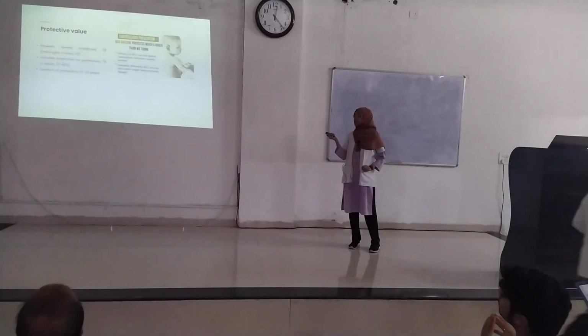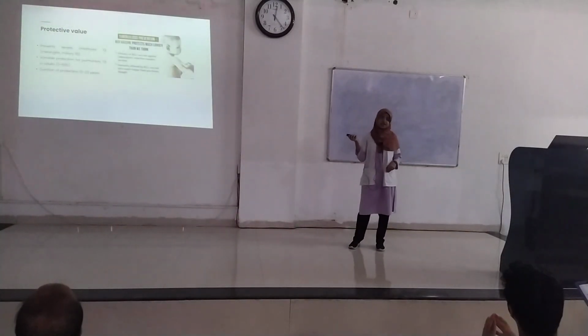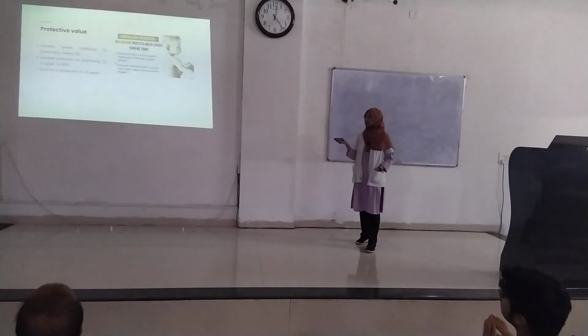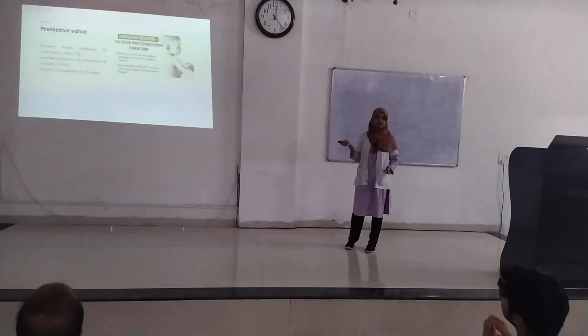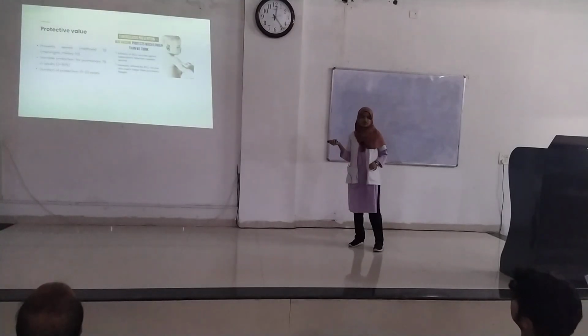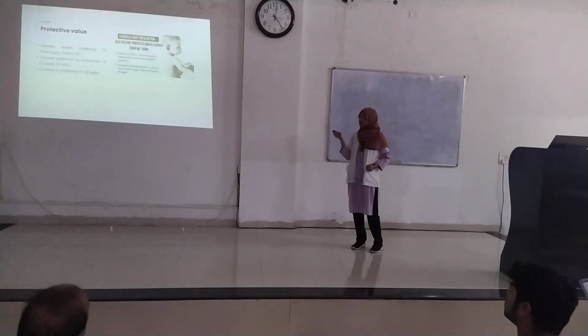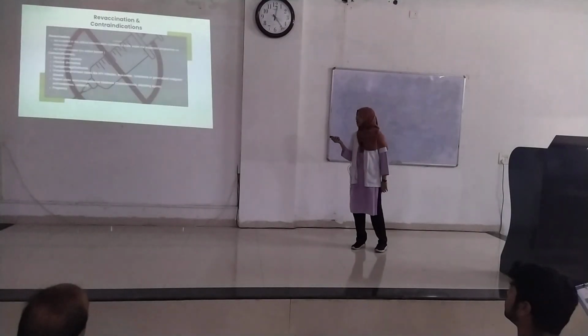Protective value. It is very effective against severe childhood TB like meningitis and miliary TB, but its protection against adult pulmonary TB is highly variable, ranging from 0 to 80%. Despite this, WHO recommends the use of BCG vaccine in all countries where TB is endemic.